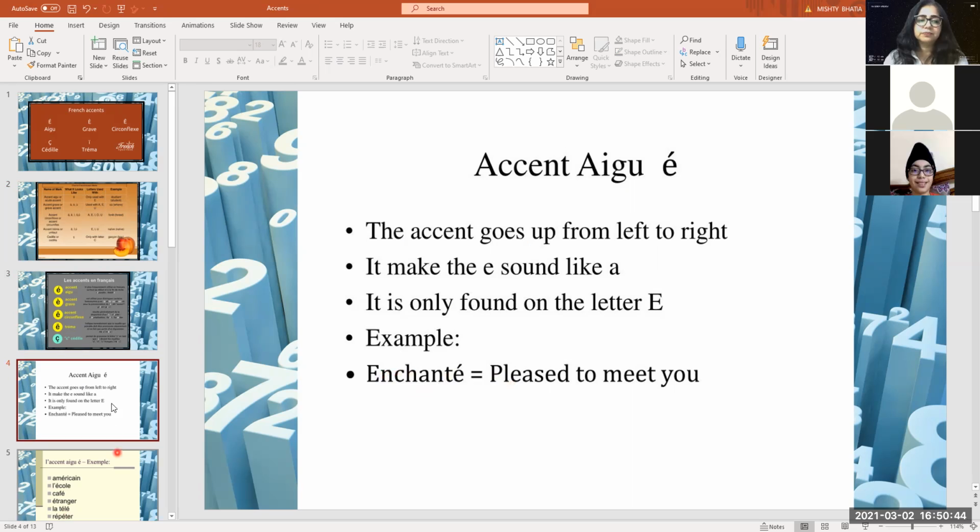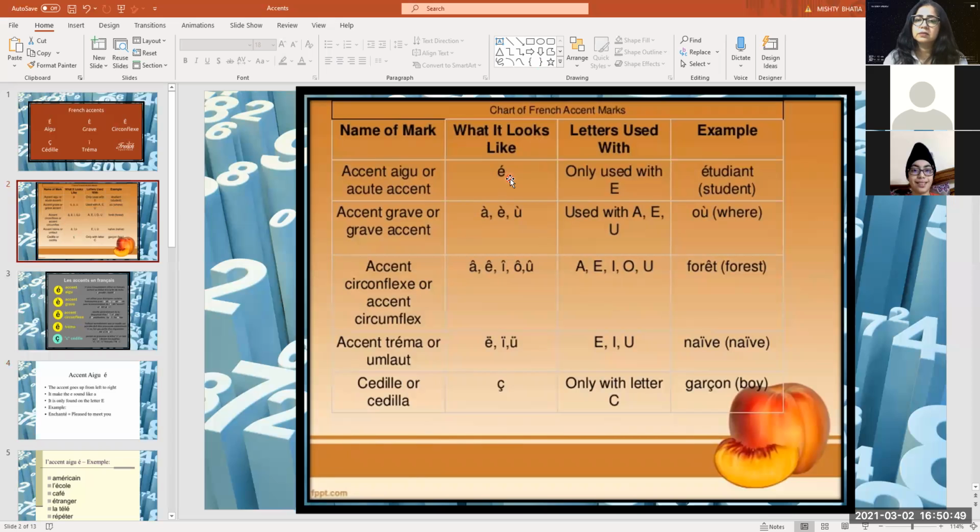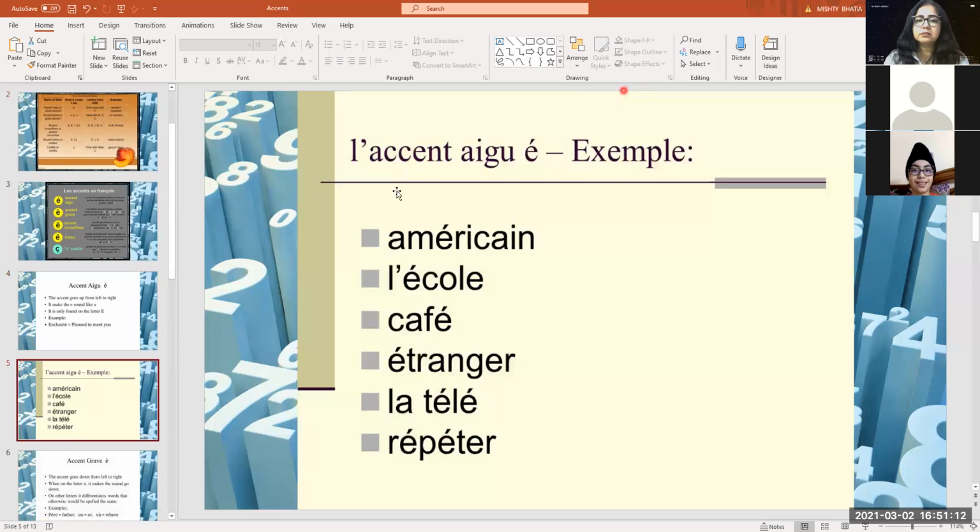Enchanté. Okay. Most of the French pronunciation is with the nasal sound only. So that is the first one we are doing. Again, this is what we did on this slide: this is how it looks, and it is used with the letter E only. An example is étudiant. More examples: America, l'école, café, étranger, la télé, répéter.